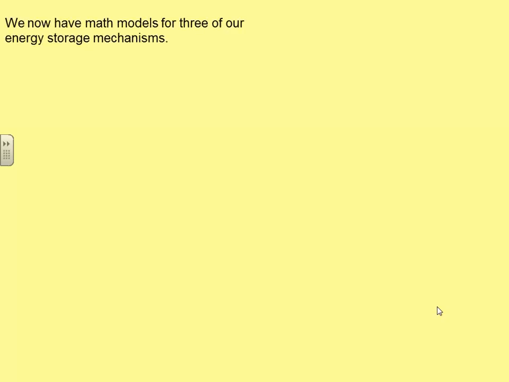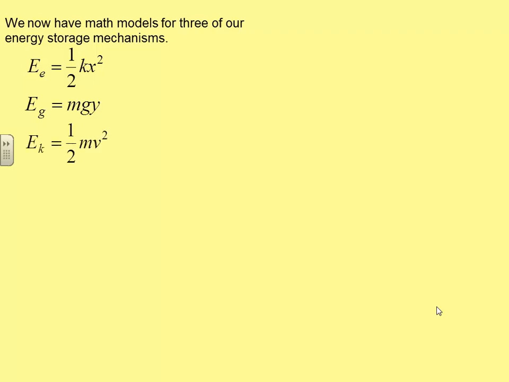Greetings, everyone. Well, at this point, we have now developed 3 of our math models for our energy storage mechanisms. We know that the elastic potential energy can be calculated by using 1/2 times the spring constant times the elongation or compression squared. That's 1/2 kx squared. Our gravitational potential energy is mgy, mass times gravitational field strength times height.